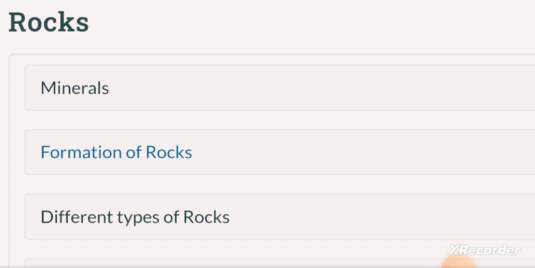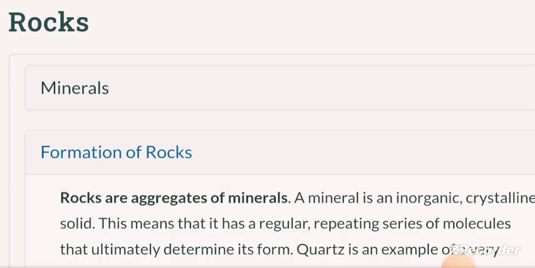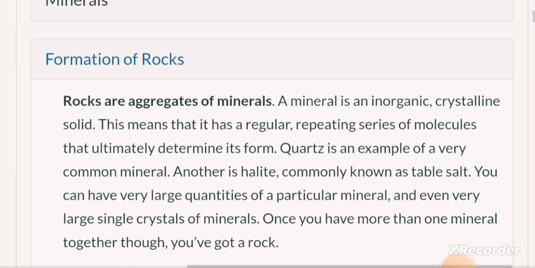In the previous video we discussed minerals, and in this video we are going to learn about part 2 of the rocks, that is the formation of rocks. Rocks are aggregates of minerals. A mineral is an inorganic crystalline solid. This means that it has a regular repeating series of molecules that ultimately determines its form.